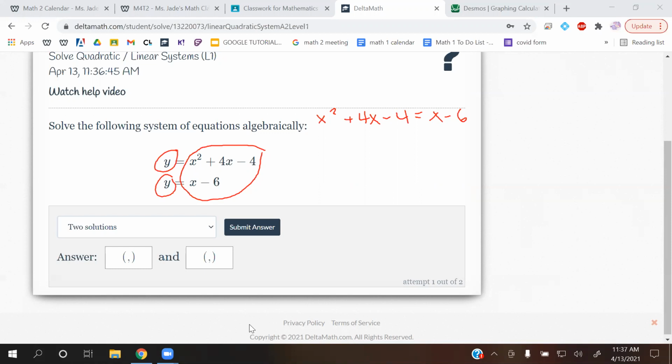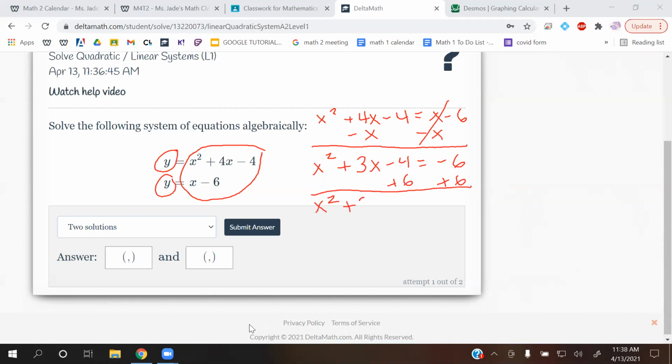So how do we do that? Well, I'm going to subtract x on both sides. I want to set it equal to 0, that's why. So x squared plus 3x minus 4 equals, those cancel, negative 6. Remember, I want it to equal 0, not negative 6. So I'm going to add 6, move it over. x squared plus 3x plus 2 equals 0. So we brought everything to one side so that everything's equal to 0 now. We haven't quite solved it yet, but we're almost there. Are there any questions up until here?